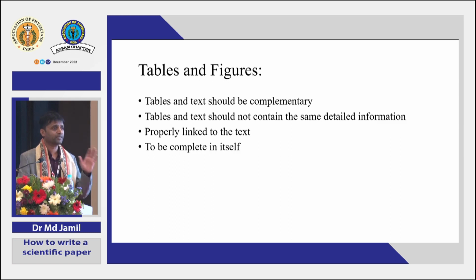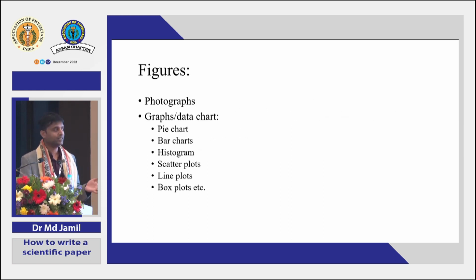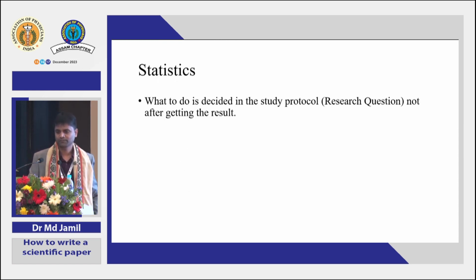The table should be complete. If you see only the table, it should be complete enough to get all the information. You do not have to go to the text. For the figures, we have to choose the appropriate figure: the photograph, the pie chart, the bar diagram, the histogram, scatter plots, line plots, box plots, or the forest plots.